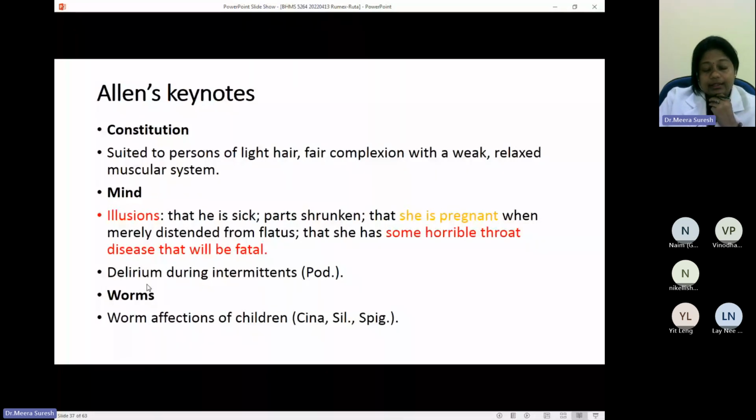We can see that in case of Crocus sativus and also Thuja. And she has some horrible throat disease that will be fatal. Then there is delirium during intermittent conditions, similar to that of Podophyllum. Study this sentence more for MCQ, because Sabadilla we remember for hay fever, we remember for the mild symptoms, but fever or delirium related we tend to forget. So mostly for MCQ purpose. Then worm affections like Cina, Silicea, and Spigelia.